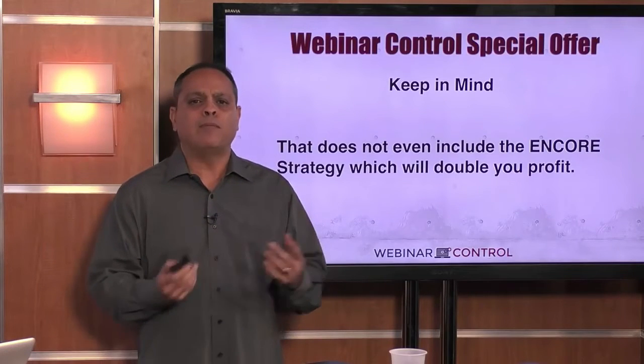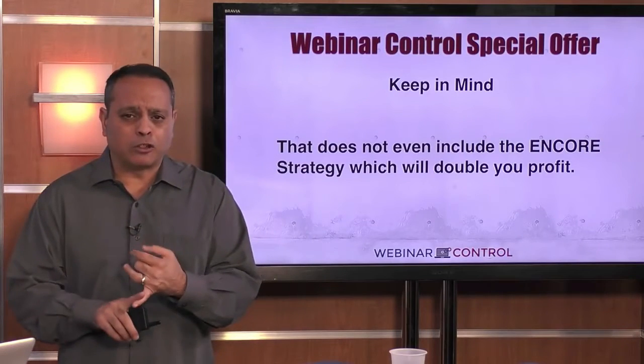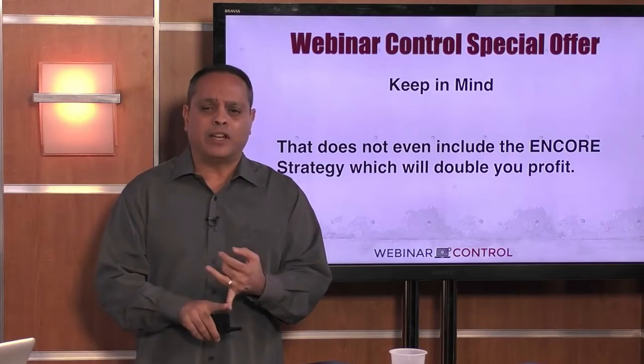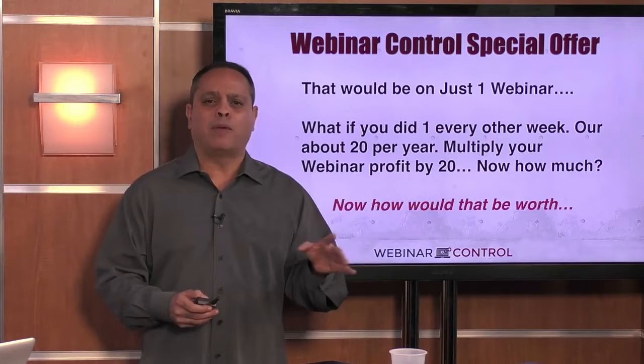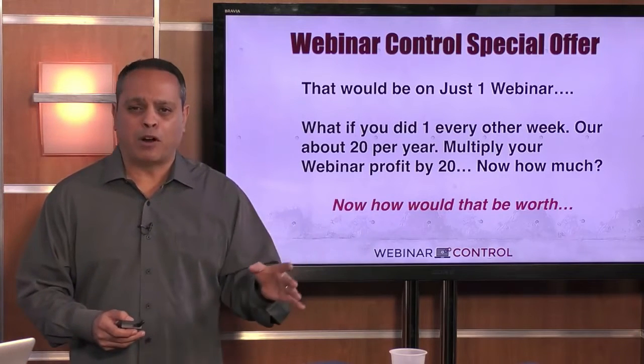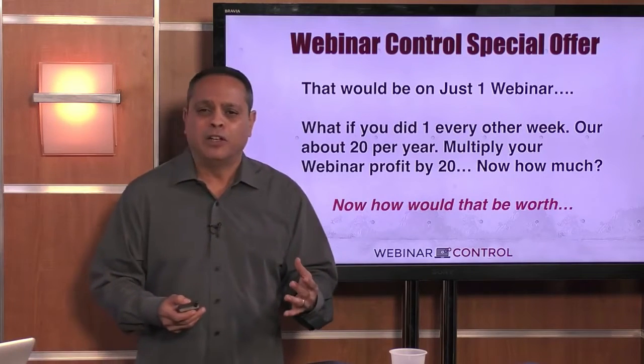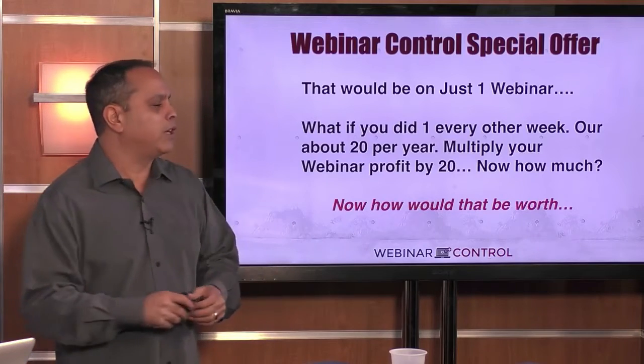So got it. Keep in mind, that's one webinar. Doesn't include the encore strategy and the weekend closeout, which will double those profits. I'm not even including that. All right? And that would be just one webinar. I'm not even saying that if you did that webinar every other week or 20 times a year, then you can multiply that number by 20. Mike, what type of numbers are they putting in there?